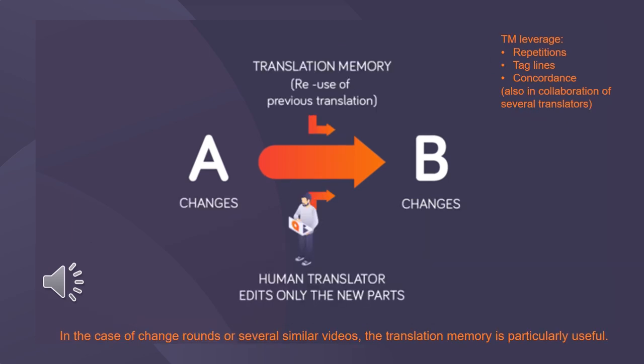In the case of change rounds or several similar videos, the translation memory is particularly useful. TM leverage can be particularly found in repetitions, taglines, and concordance between different translations, also in collaboration of several translators. Basically, you will never again have to write the same subtitle twice.